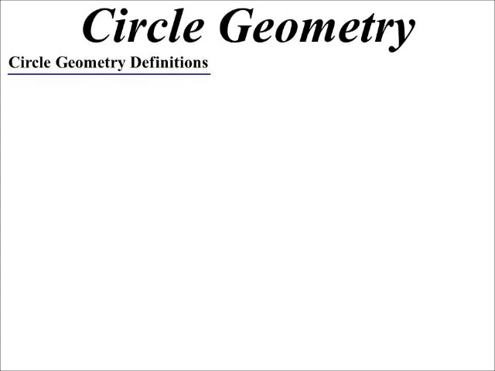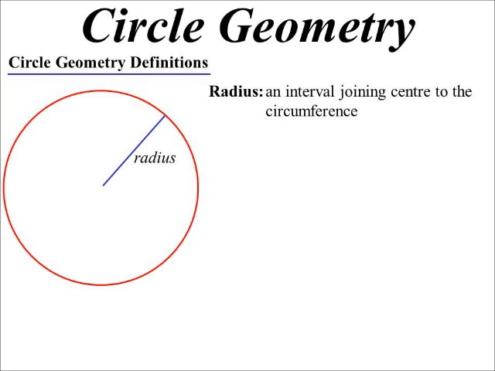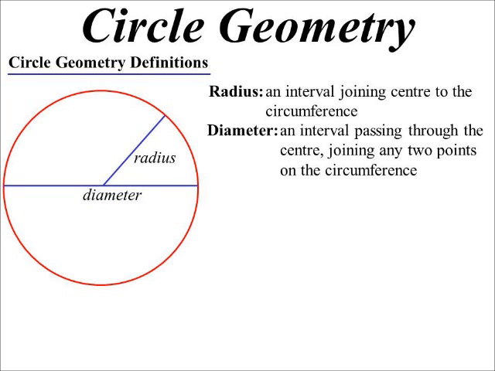Some specific ones for circle geometry. That's a circle. That's probably the key definition of them all. Right, so circle. A radius, now I know this sounds crazy defining radius, but we'll go through every piece. A radius is an interval which joins the centre of the circle to the circumference. A diameter is an interval that passes through the centre but joins 2 points on the circumference. So in fact 2 radii make up 1 diameter.